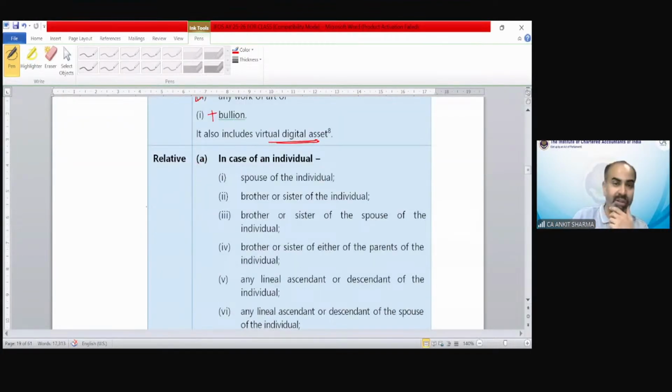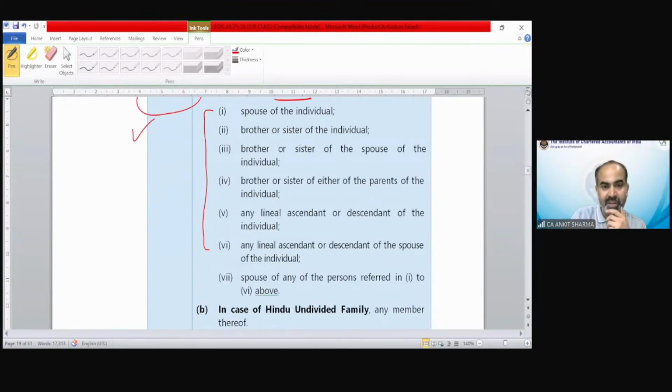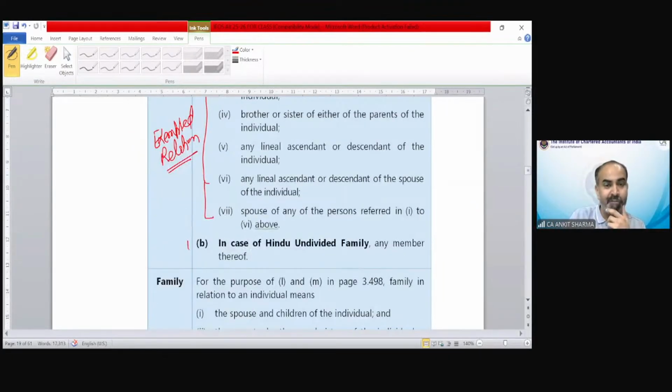In case of an individual, the gift from a relative is exempted. So what is the definition of relative from the point of view of an individual? So if you are receiving a gift from any of these relatives, that is going to be exempted. So these are technically exempted relations. Any amount of gift you can receive from these persons at any point of time, there would not be any taxability. If you want to know the relative from the point of view of HUF, it says any member of HUF would be considered as a relative if the gift has been received by the HUF.